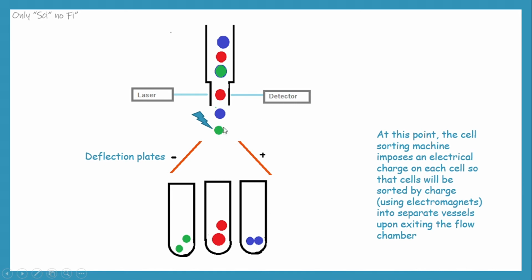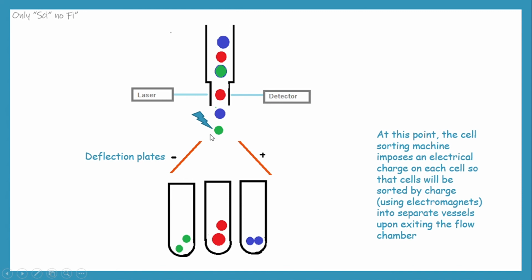So what happens is this particular charge, if it is positively charged, you impose it to be positive charge, goes to these deflection plates or electrodes. Now the cells with this positive charge are going to move towards the negative electrodes, and the other cells towards the positive electrode, and some of them are differently charged. So based on these electrodes or deflection plates, cells are going to be sorted.